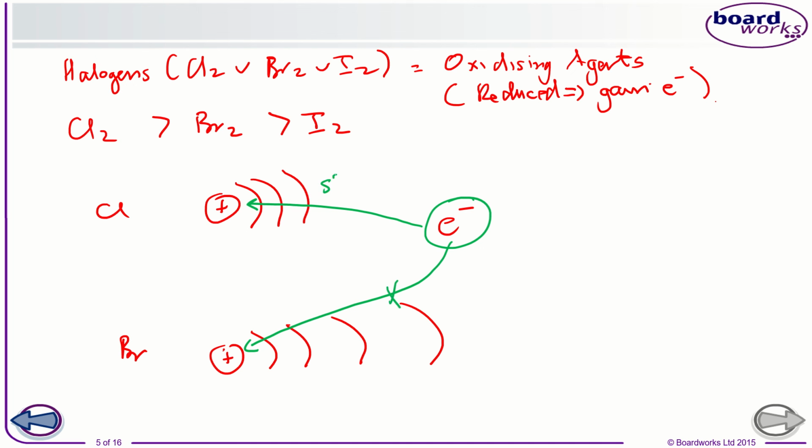So up here we have a much stronger electrostatic attraction to the nucleus of chlorine than to the nucleus of bromine, and that stronger electrostatic attraction means that it will be better at gaining electrons, therefore it is better at getting reduced, and therefore my chlorine is my stronger oxidizing agent. So it's all to do with the number of shells, the amount of shielding, and the electrostatic attraction between the nucleus of whichever atom it happens to be and that electron that it is trying to gain.